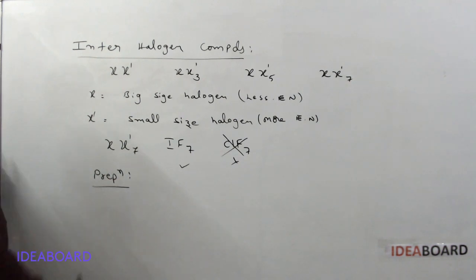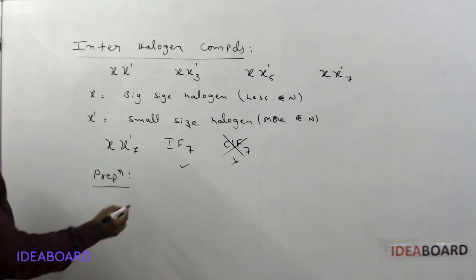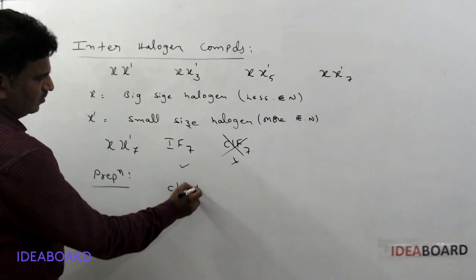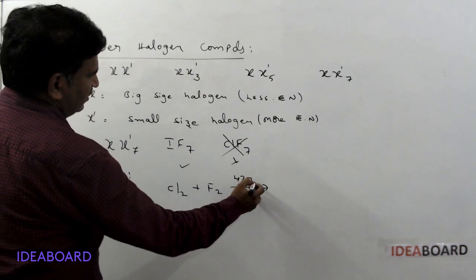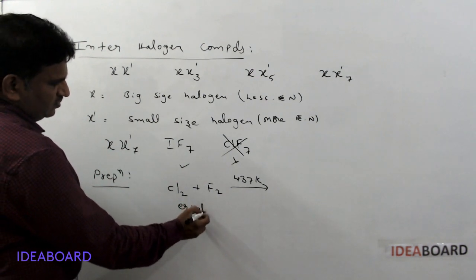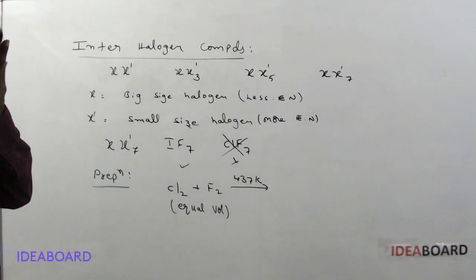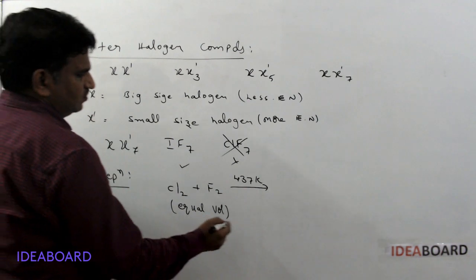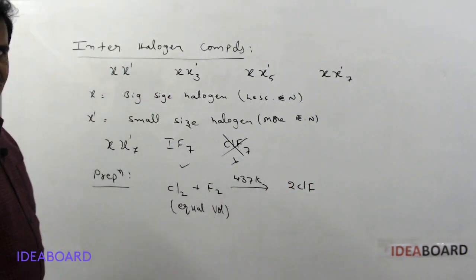The direct method is used for the preparation of interhalogen compounds. What is the direct method? Suppose Cl2 is reacting with F2 at 437 Kelvin temperature, in equal volumes. When Cl2 and F2 are used in equal volumes, it forms ClF, chlorine monofluoride.